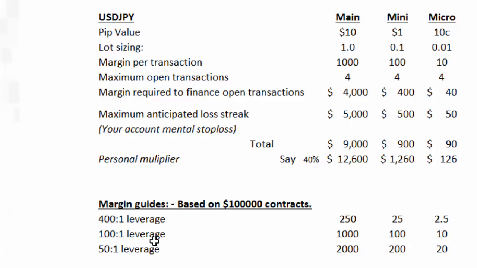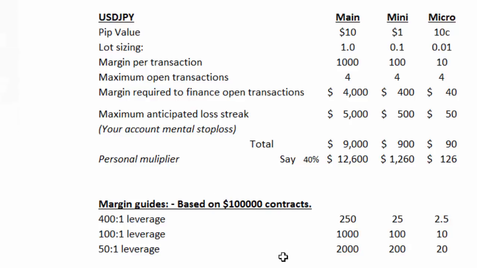Now, if you're in the States, for instance, your leverage could be 50-to-1, in which case you need $2,000 for every transaction you do, or $200 if you're using a mini account and $20 using a micro account. Now, you can see this is where leverage comes in. Leverage affects the margin that the broker wants every time you trade. So these are general guidelines.